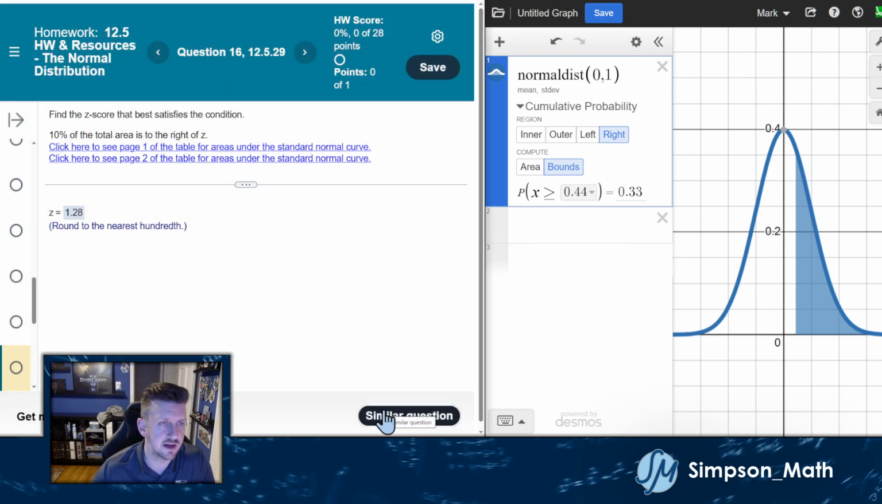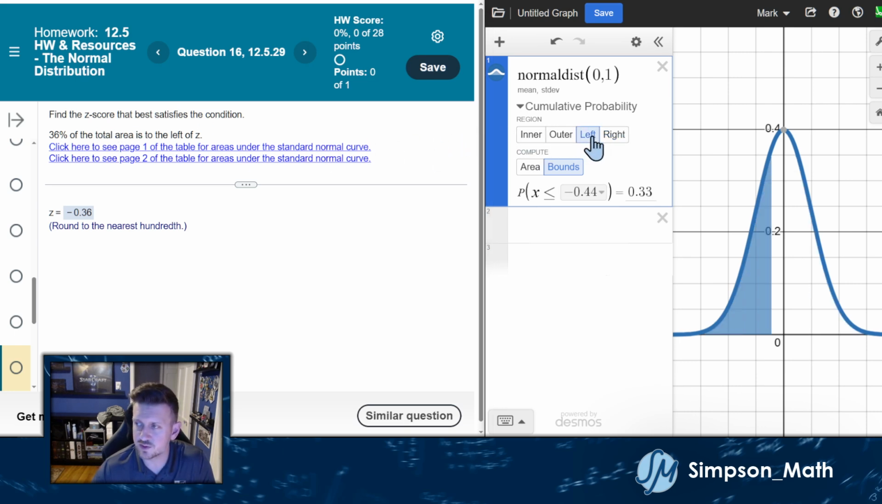I think this will give me a less than at some point. Here we go. So this one is 36% of the total area to the left of z. So here, if I went to the left of z, I'm going to switch this to left, and I'm going to have a lower 36% to the left of z. And now notice my input here is a negative because I'm on the left side of the mean. So I'm below the mean now. So it's negative 0.358, or rounding, negative 0.36. Do be careful with the rounding to the nearest hundredth.